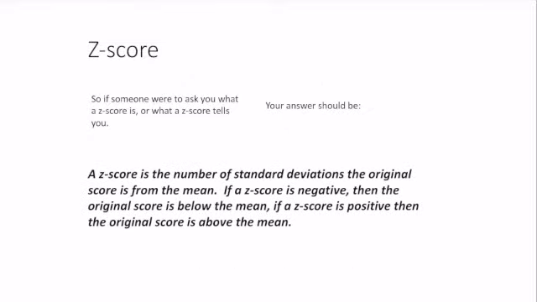So if someone asks you what a z-score is or what a z-score tells you, your answer should be that a z-score is the number of standard deviations the original score is from the mean. If a z-score is negative, then the original score is below the mean. And if the z-score is positive, then the original score is above the mean.